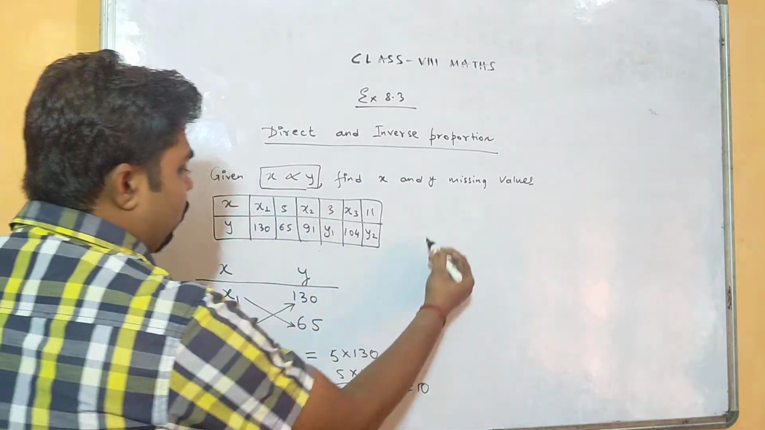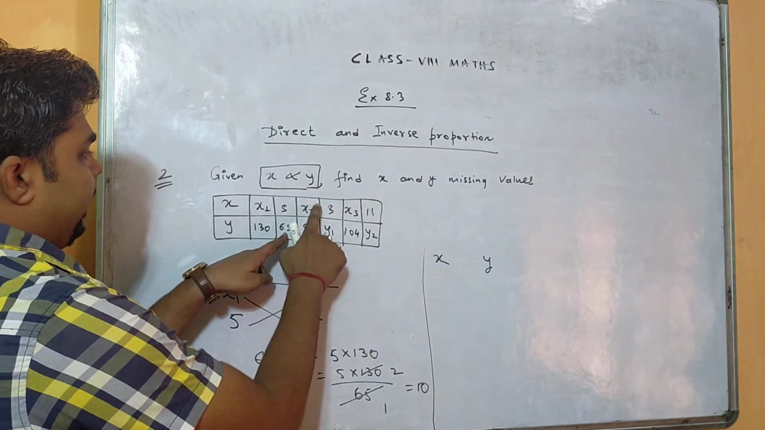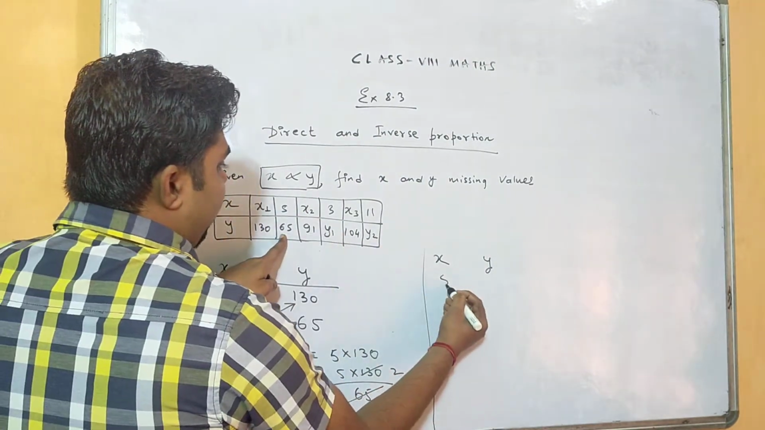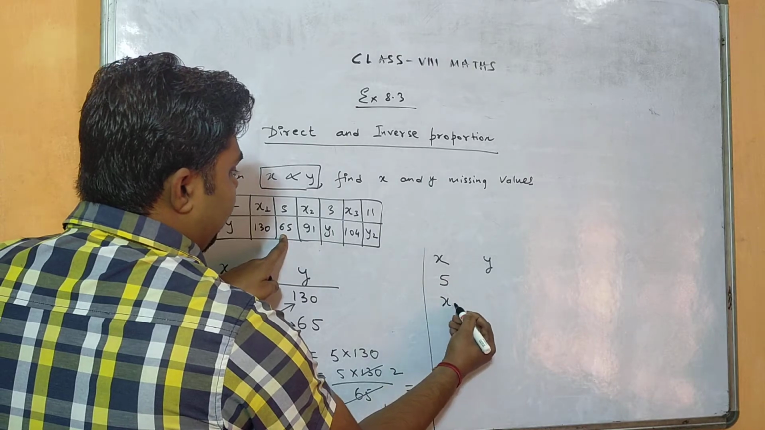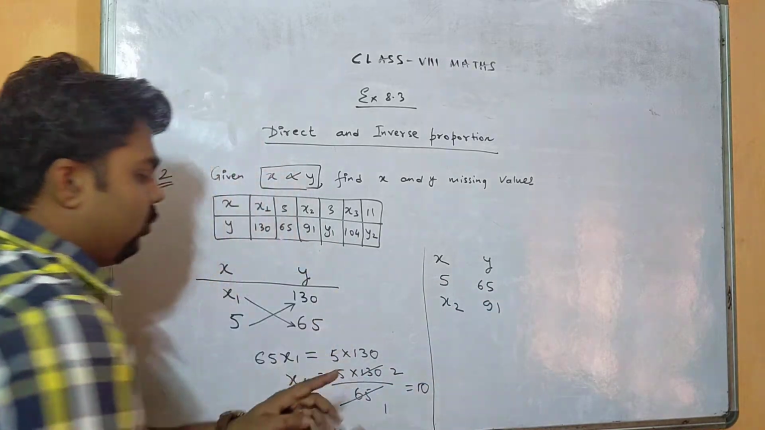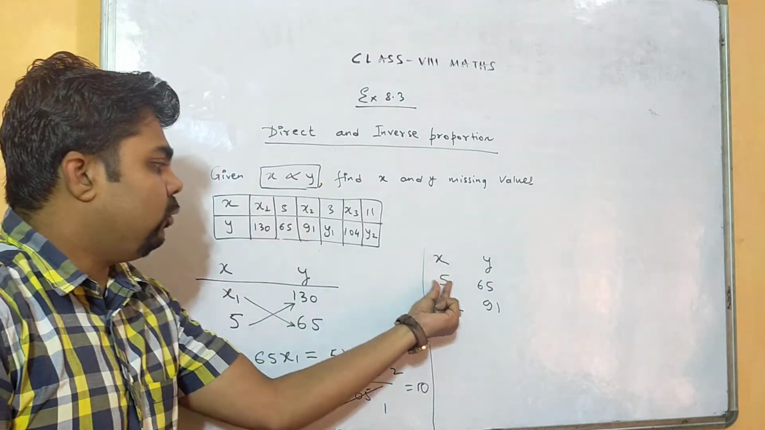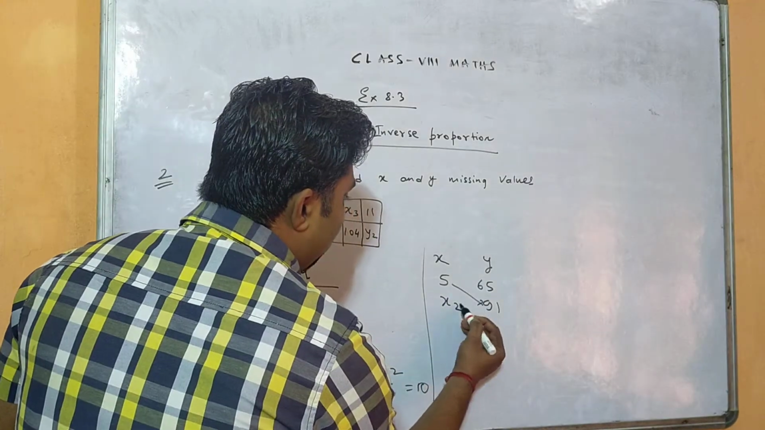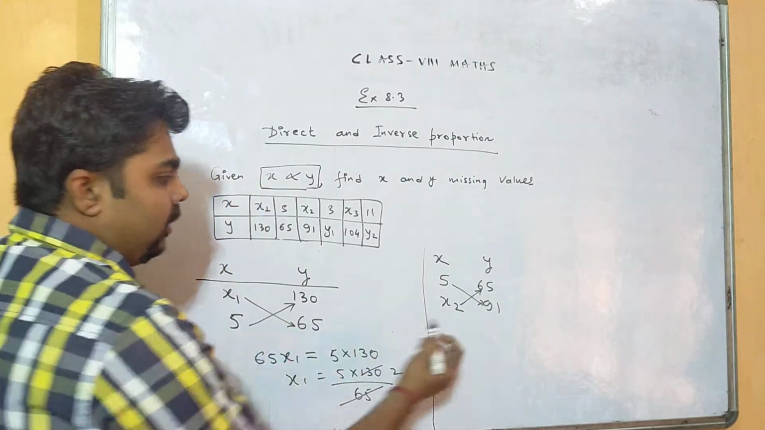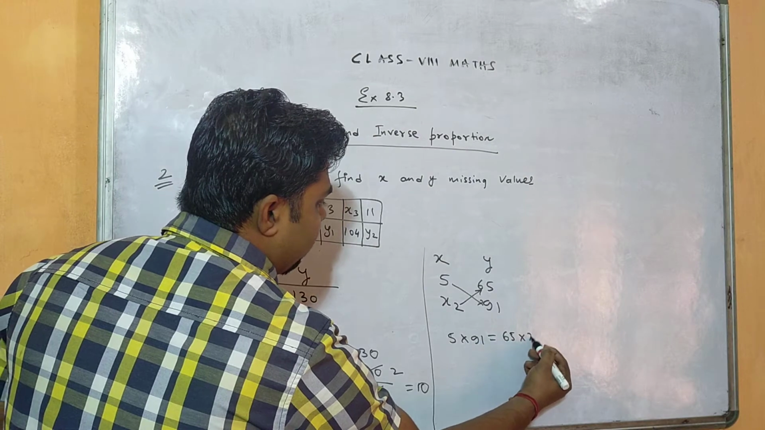Similarly we will find x2 now. For x2 again we will write x and y. Now to find x2 we will consider these two columns. The first value of x is 5, the second value of x is x2. Similarly we have 65 here and 91 here, right? So what is the rule for directly proportional? We have to cross multiply, that means again we multiply crosswise. So 5 into 91 equals 65 into x2, right?